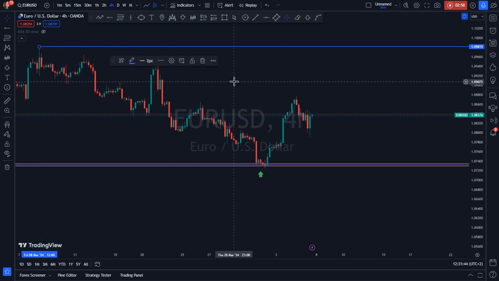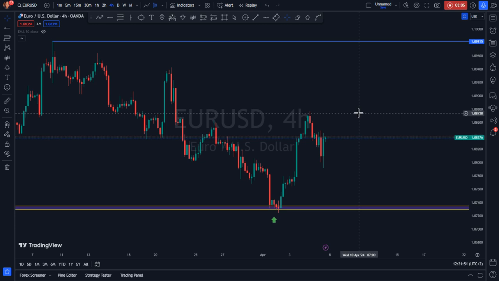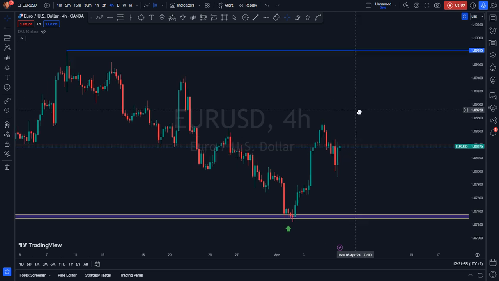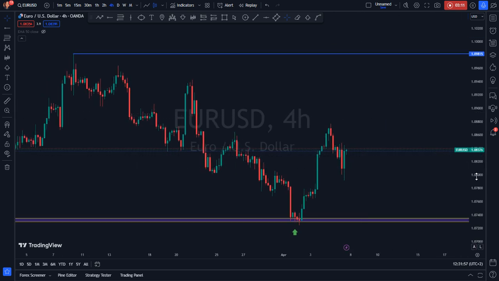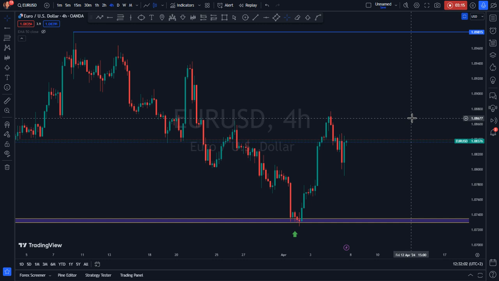Remember guys, always respect the trend of the current time frame. In this case we are on the 4 hour time frame. So what are we going to respect in this time frame? We're definitely going to respect the downtrend, because the market is in a downtrend. Simple and straightforward, everyone can see that.